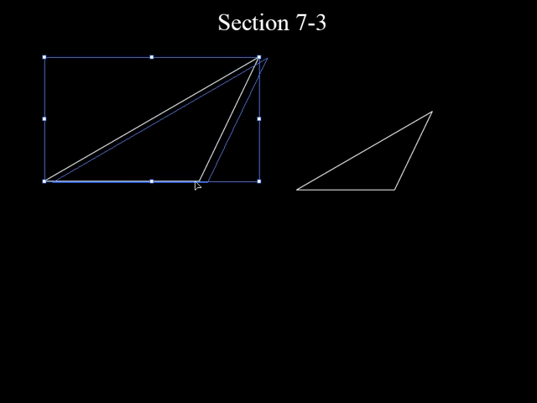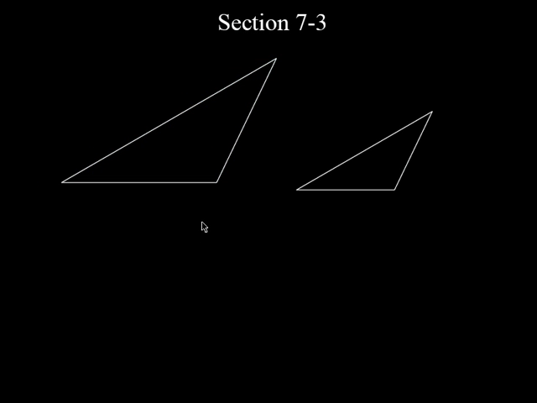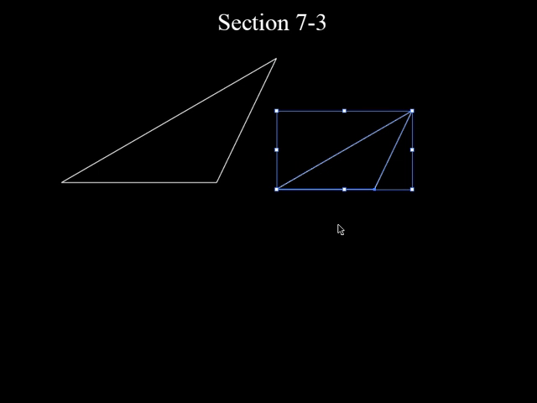We talked in that last section about similar polygons. So we had more than just triangles, didn't we? We had 4-sided, 5-sided, 6-sided figures and that kind of thing. Today we're going to get more specific about just triangles, and we're going to talk about similar triangles, okay? So let me just scooch this over right here.